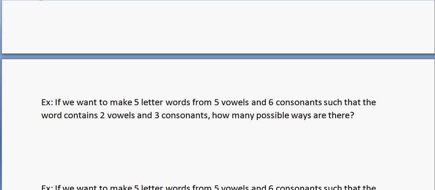The good thing about P&C is once you are confident about the concept of permutation and combination and you are clear how to solve the questions, you would be able to solve it in less than 1 minute, right? So let's see how to solve it. If we have to make 5-letter words from 5 vowels and 6 consonants such that the word contains 2 vowels and 3 consonants, how many ways are there? You have around 40 seconds to solve this. Try and solve this.